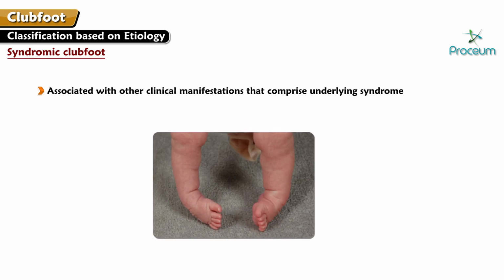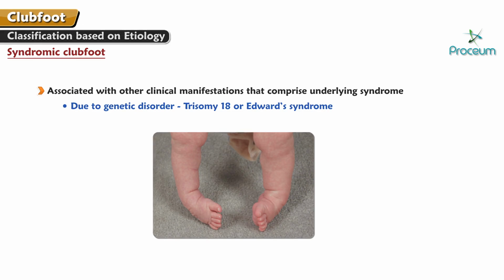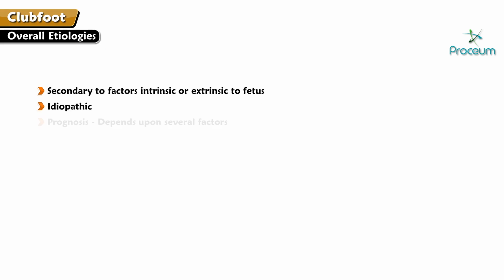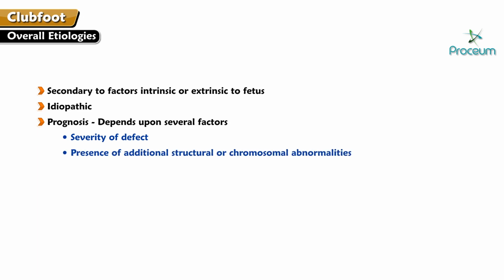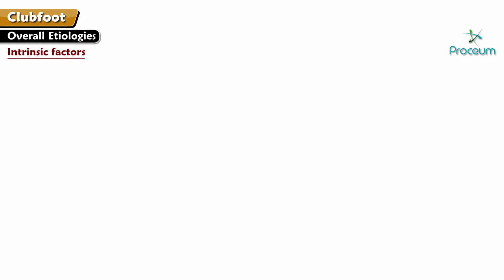Syndromic clubfoot. Syndromic clubfoot is associated with other clinical manifestations that comprise the underlying syndrome, which may be due to a genetic disorder such as trisomy 18 or Edwards syndrome. Overall etiologies of clubfoot. Clubfoot can be secondary to factors intrinsic or extrinsic to the fetus. Most cases are idiopathic in nature. The prognosis depends upon several factors, including the severity of the defect and the presence of additional structural or chromosomal abnormalities. Let's take a look at some of the intrinsic factors first.